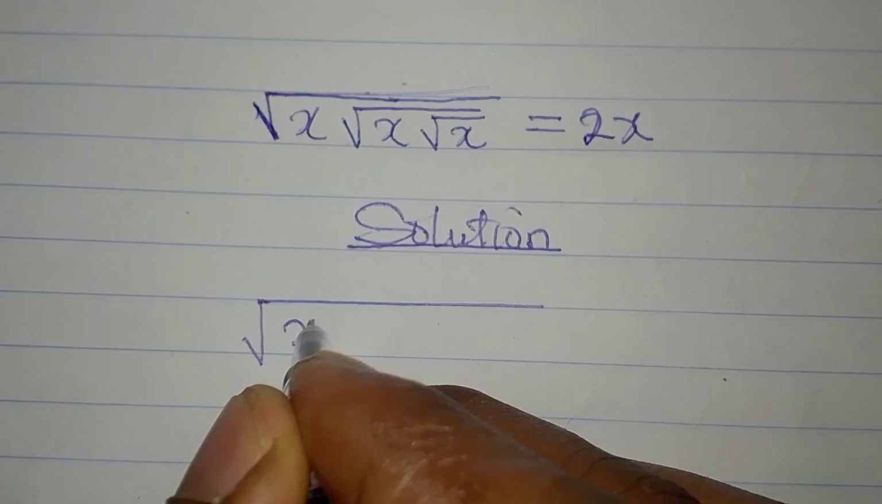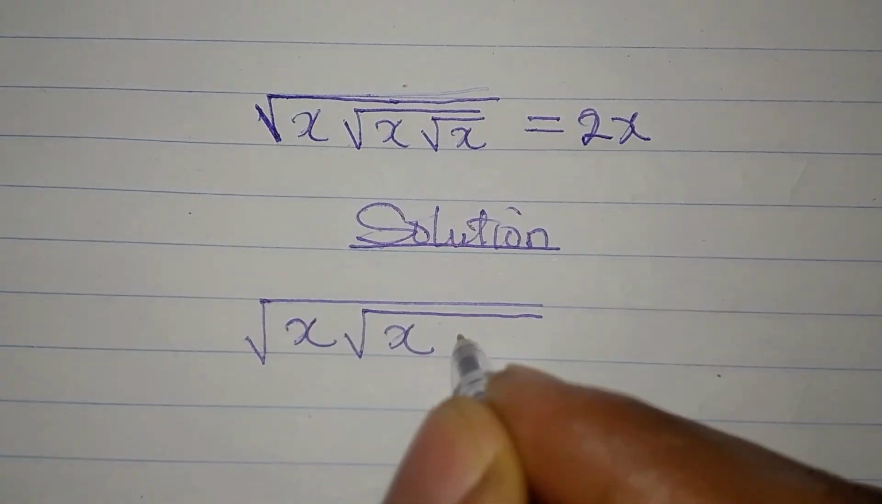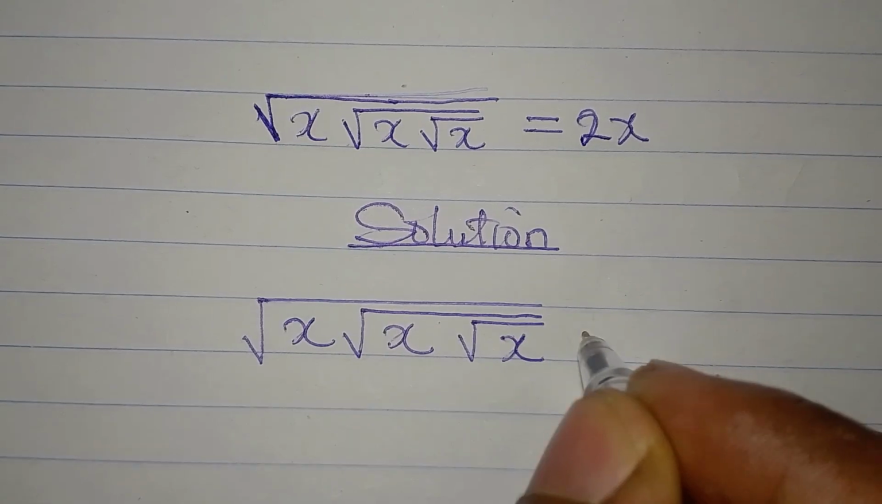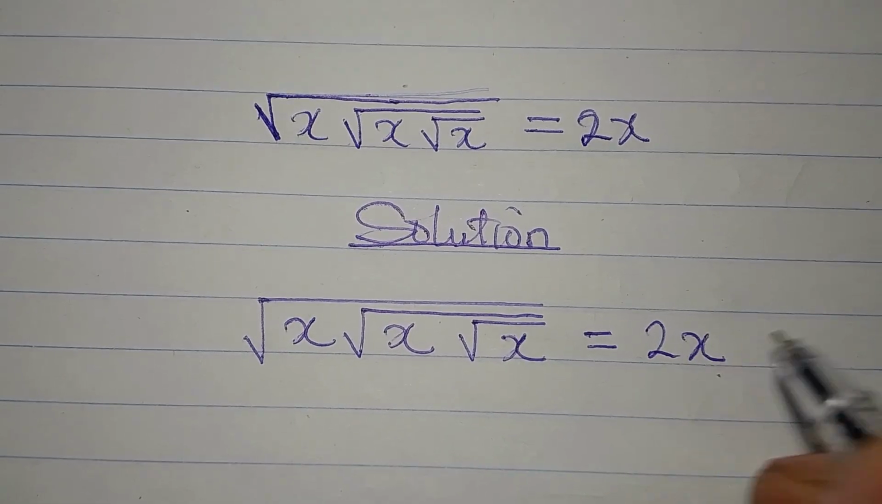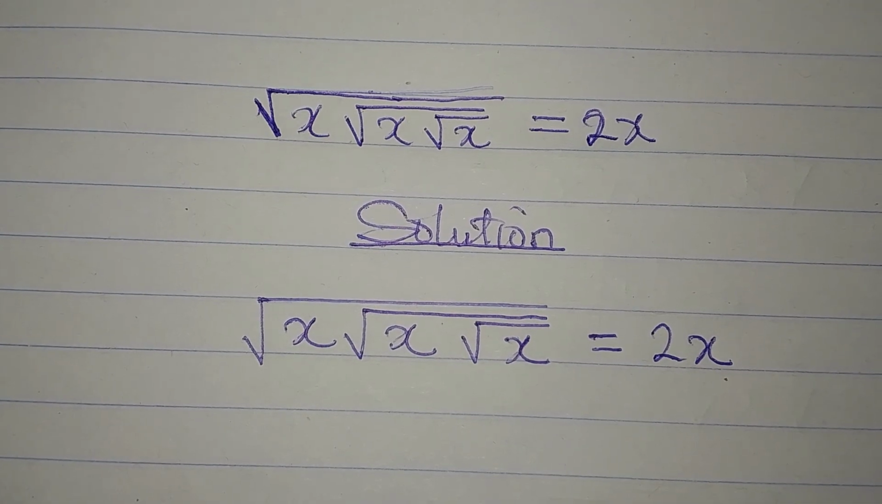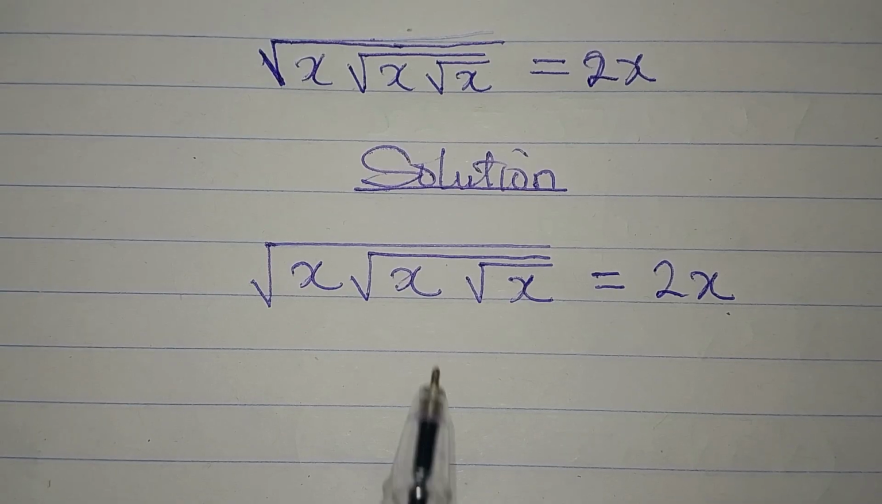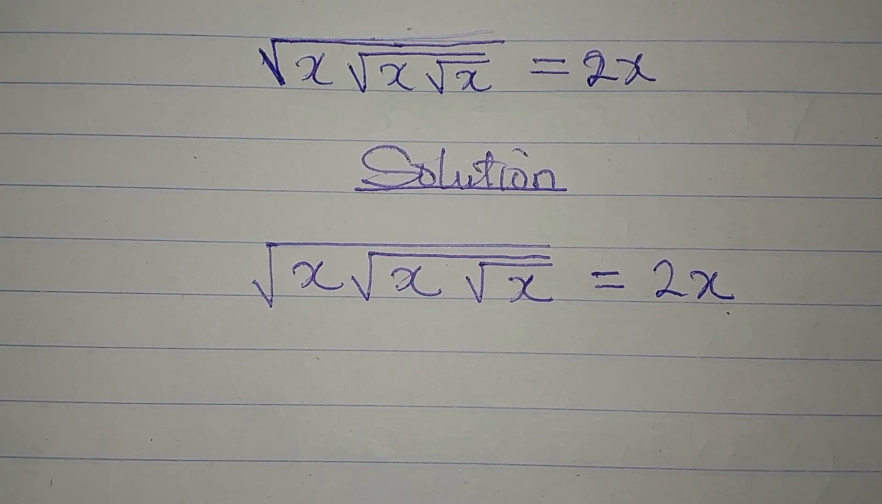Okay, so we have square root of x, square root of x, square root of x equals 2x. This is a surdic equation because of the roots we have there. This is very simple. Our target now is how do we remove the square roots?